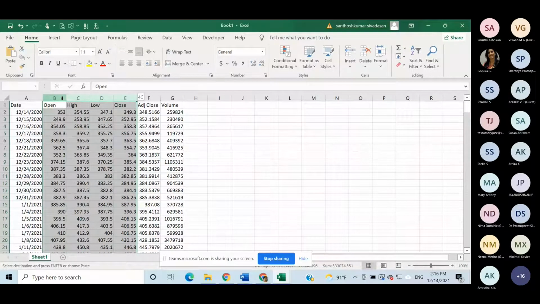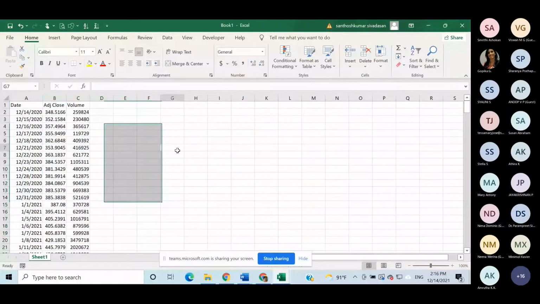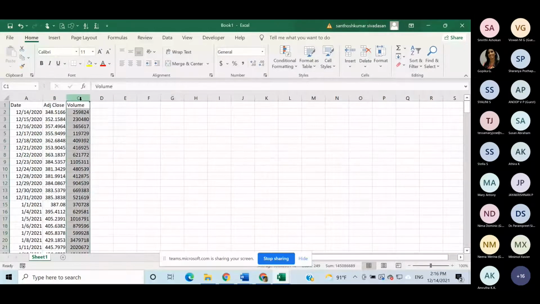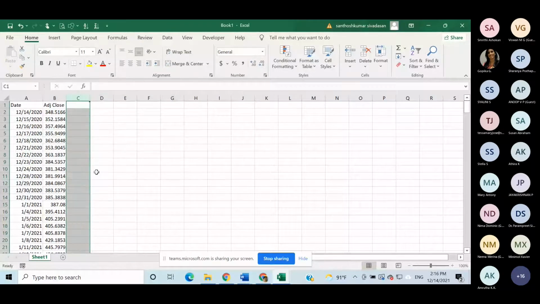So I am deleting the other columns. This volume also we don't want now, so I'm deleting it. So in my Excel file, there is the date column, which starts from 14 12 2020 to 14 12 2021. I think all of you have this data with you.